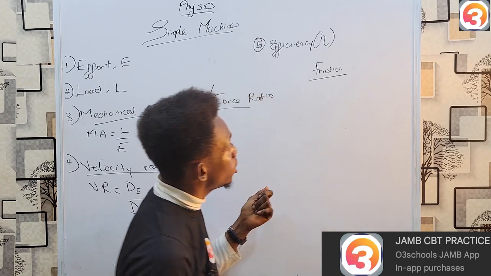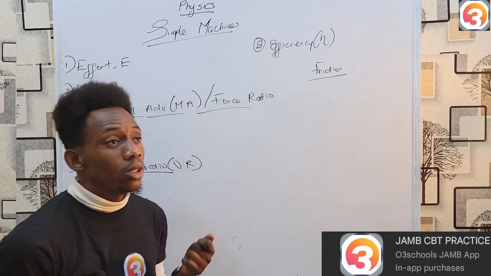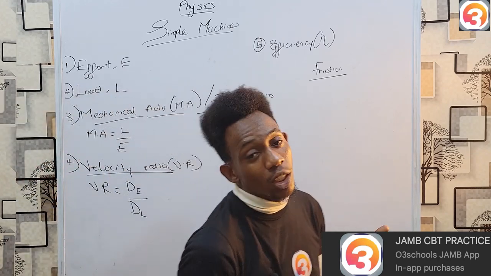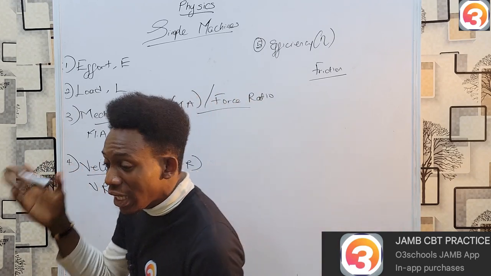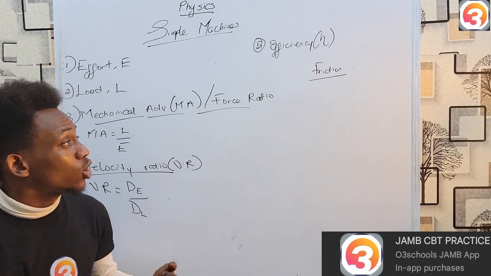So no machine is 100% efficient because of friction. You can have 99 if it's very, very good, 98, 97. But typically our efficiencies fall within the range of the 80s, the 85s for the good machines.